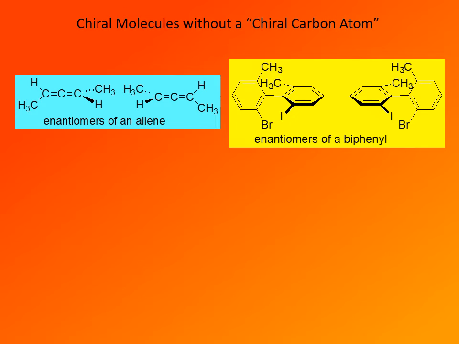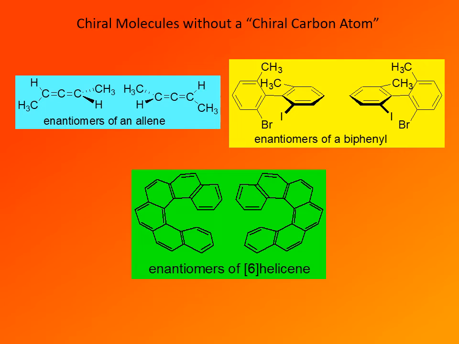In this case, the chirality center is at the middle of the bond that connects the two benzene rings. And finally, helicene molecules are an example of a molecule where the chirality center is a point in space, somewhere in the middle between these fused six-membered rings.